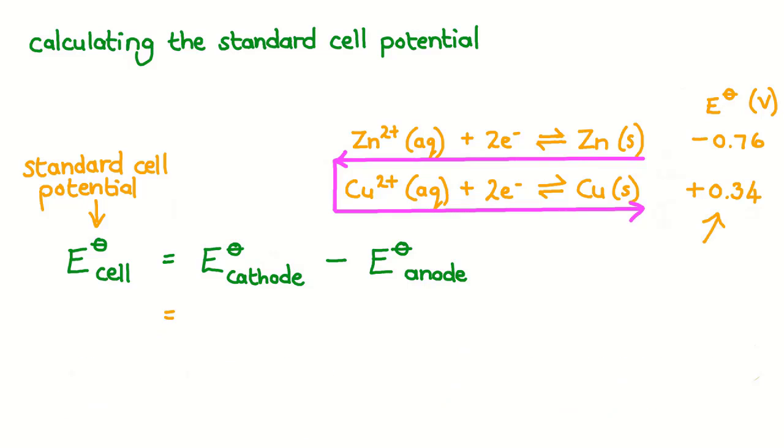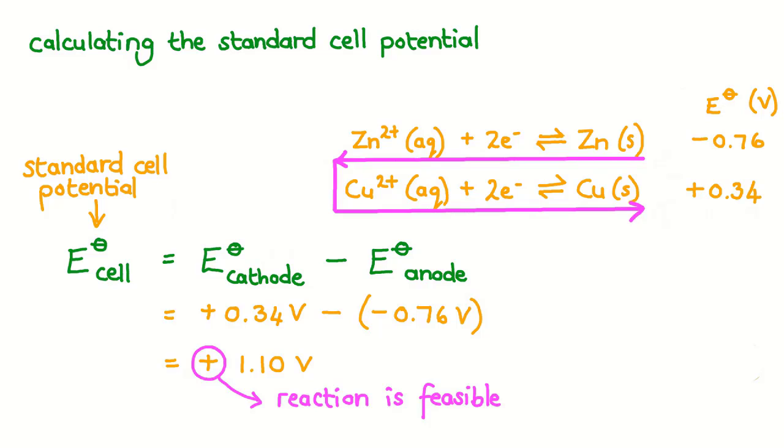taking the copper value for the cathode. We then subtract the zinc anode value, and we get an answer of 1.10 volts for this electrochemical cell. A positive answer tells us that this reaction is feasible, which means the reaction will occur spontaneously on its own without us having to put energy into the system to drive a reaction.